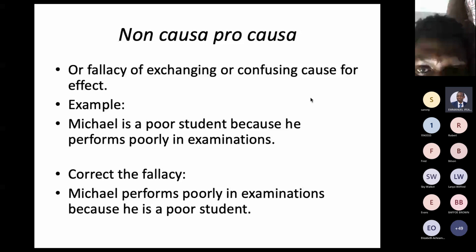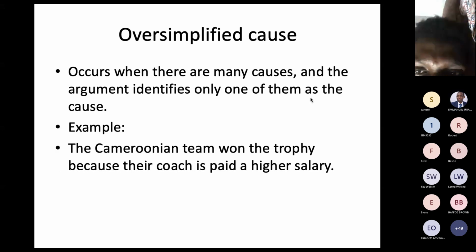Now, oversimplified cause. Oversimplified cause occurs when there are many causes and the argument identifies only one of them as the cause. Example: the Cameroonian team won the trophy because their coach is paid a higher salary.